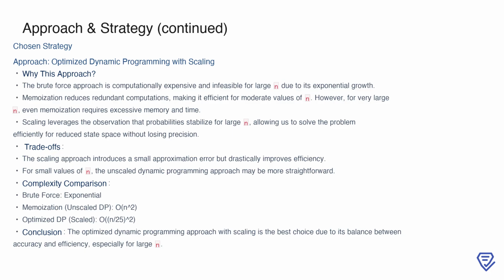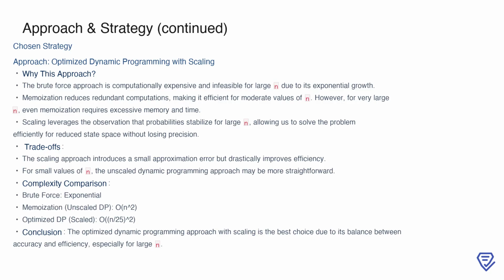Among the approaches considered, the optimized dynamic programming method with scaling emerges as the most effective strategy. The brute force approach, while conceptually straightforward, is computationally prohibitive due to its exponential growth in complexity. Memoization addresses this by reducing redundant calculations and improving efficiency for moderate values of n. However, even memoization struggles with very large inputs because of the sheer size of the state space. Scaling provides the perfect solution for this scenario by leveraging the observation that probabilities stabilize for large n. By reducing the state space through scaling, we achieve a balance between computational efficiency and result precision.